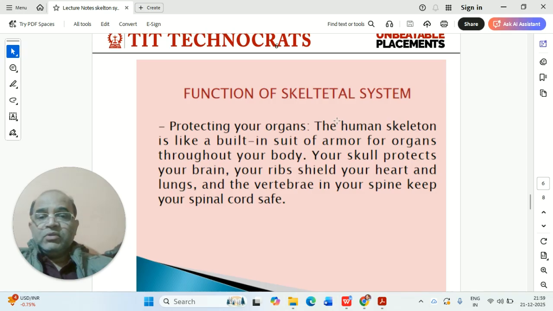Then, the protection of your internal organs. The human skeleton system is like a built-in suit of armor for the organs throughout your body. Your skull protects your brain. Your ribs protect or shield your heart and lungs also. The vertebrae in your spine keep your spinal cord safe.